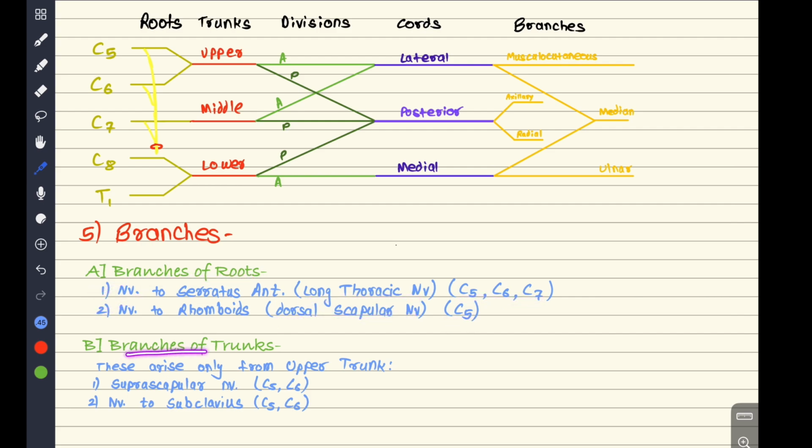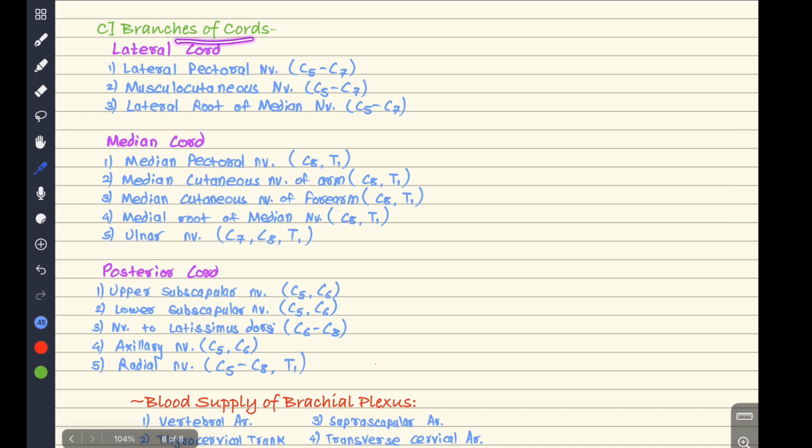Now branches of trunks. Now from trunk, only upper trunk gives us the branches. First is suprascapular nerve and second is nerve to the subclavius. Now as the root value of upper trunk is C5 to C6, the root value of both these nerves is C5 to C6.